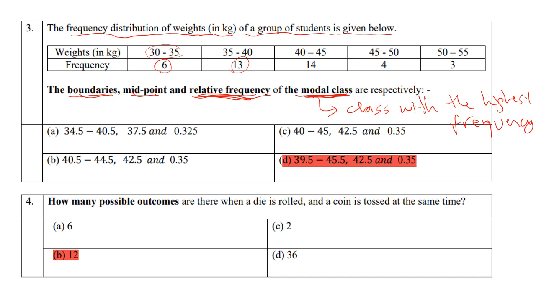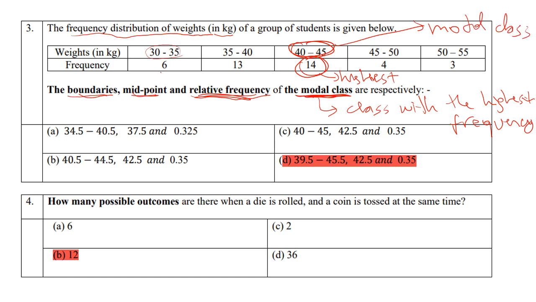So here, these are the classes. Now the model class with the highest frequency, what's the highest frequency? It's here. So this is the highest frequency. So then we can say 40-45 is the model class. So in this case, this is the highest frequency. So then we have the model class.